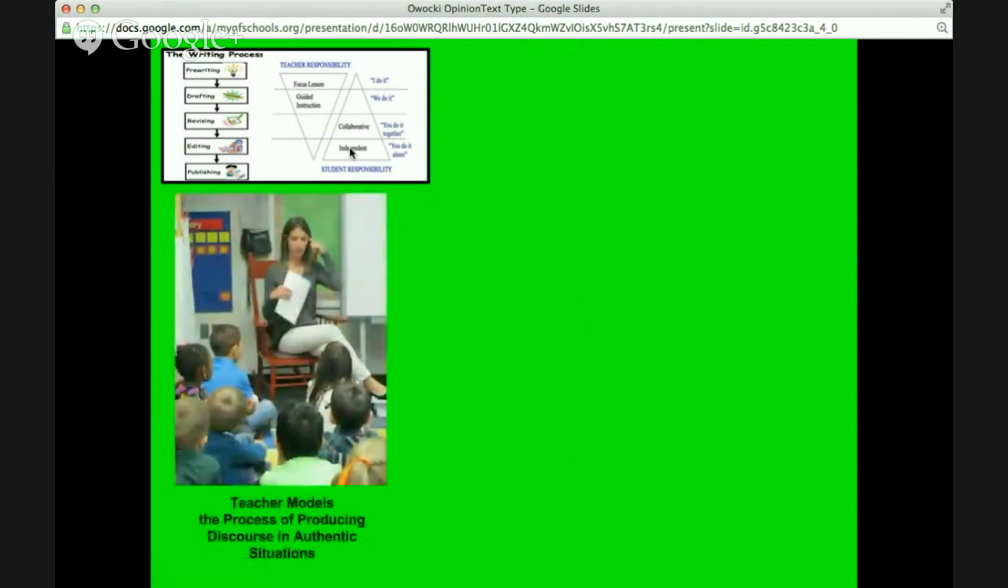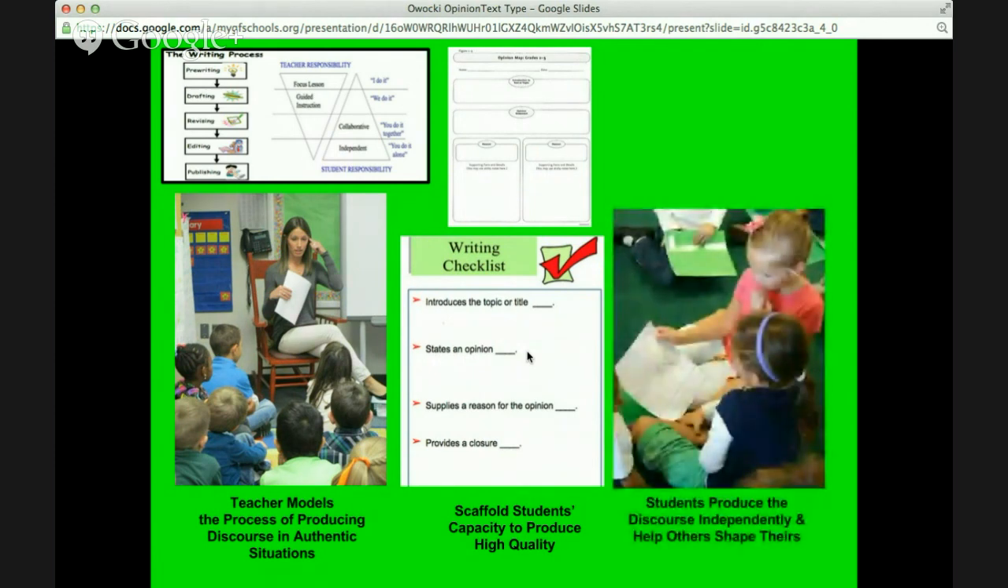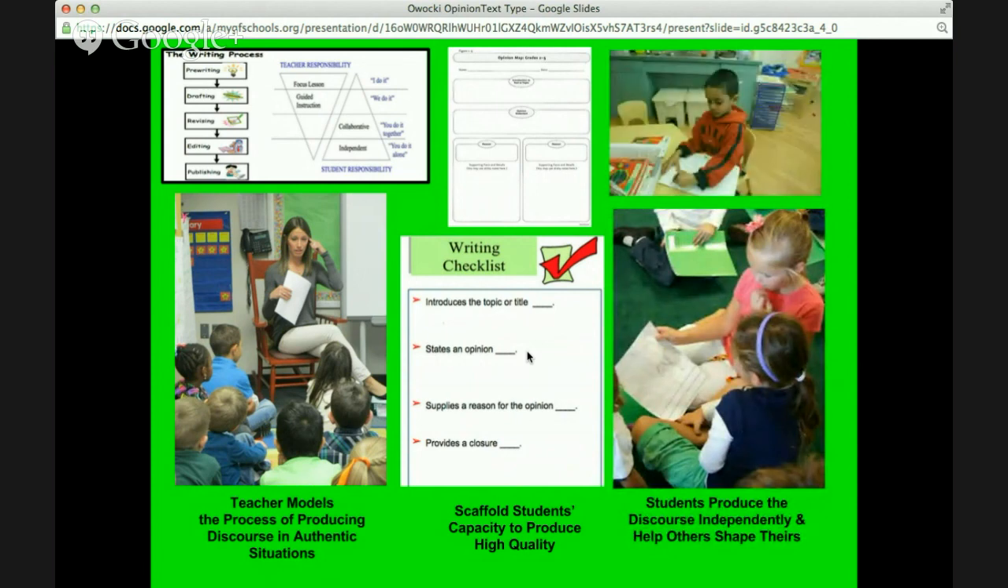We know that it starts with the modeling of the teacher, the focus lesson, and the mini lessons that you're doing turn into anchor charts. They turn into guides and supports that are scaffolds to help children produce higher quality work. And we know the support of collaboration, where we've got 27 teachers in that room, not just one, is going to help students to write independently with greater proficiency and complexity.